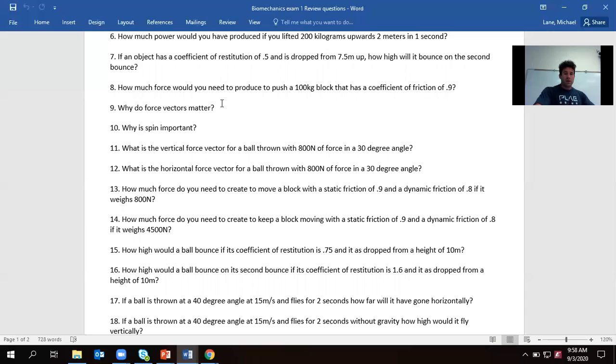Where it was 14, notice it's the exact same, but it's to keep a block moving. So that's going to be dynamic friction. Static, remember, is at rest. So it's literally going to be 800 times 0.9 gives us the amount of force you need to get it to move. Now, to keep it moving, in this one it's a heavier block. It's 4,500 newtons. We're going to multiply that by 0.8, and that's going to give us the total amount of force that is required.